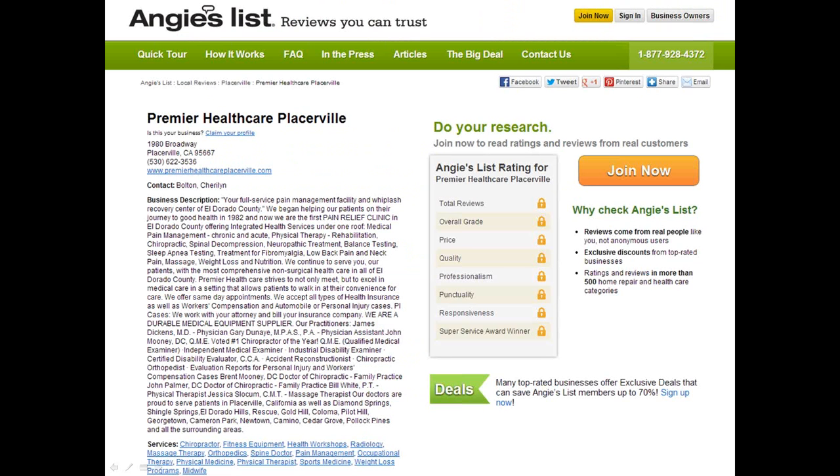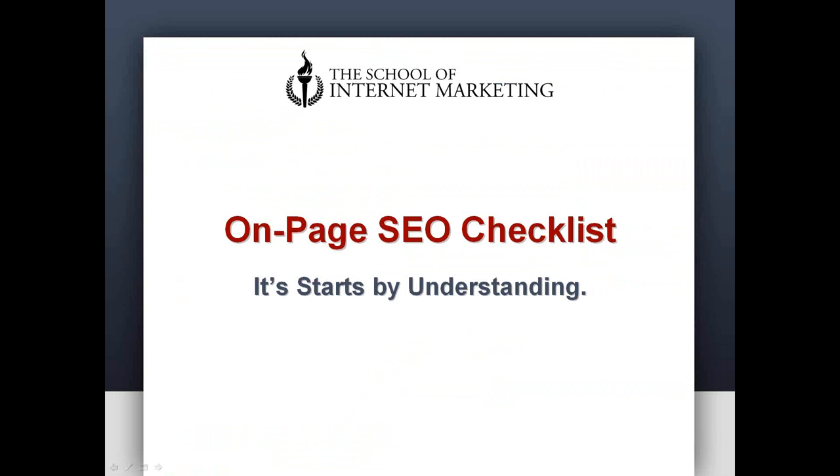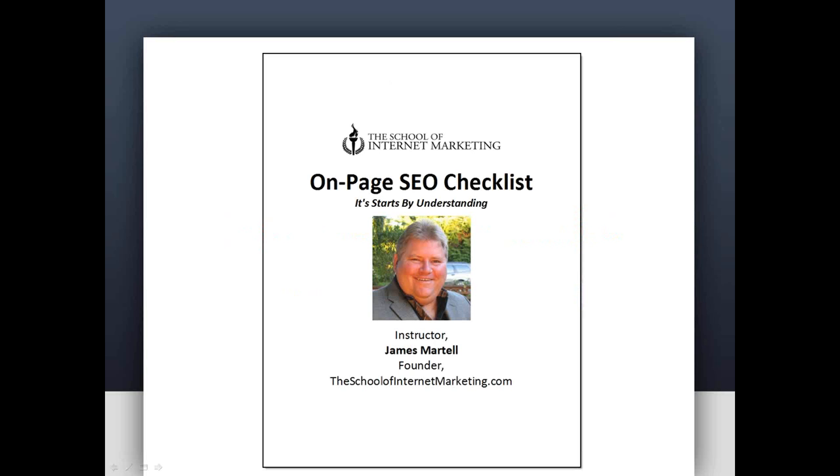So out of the 10 natural listings, not including the paid, in this particular case, the doctor's got control of 6 of them so far. So with this in mind, we have the on-page SEO checklist. And there's a couple of documents that I want to share with you. This one we've already shared with you, but I've also included it in this lesson if you don't have it.